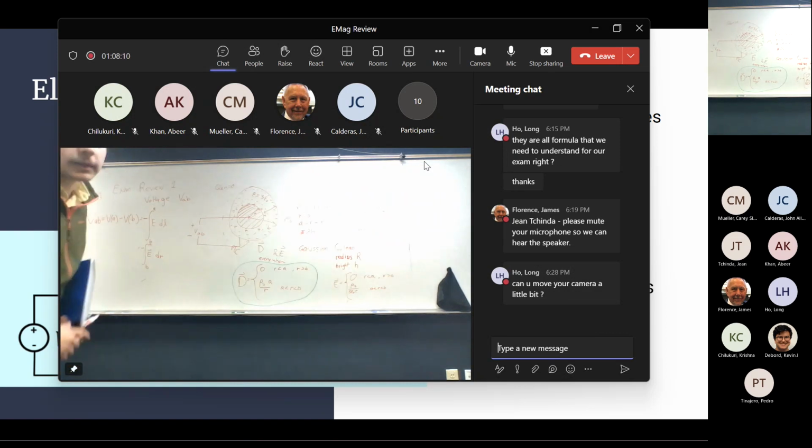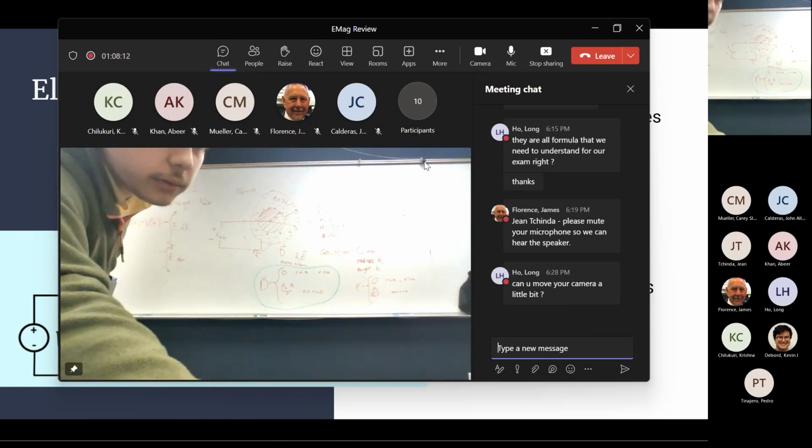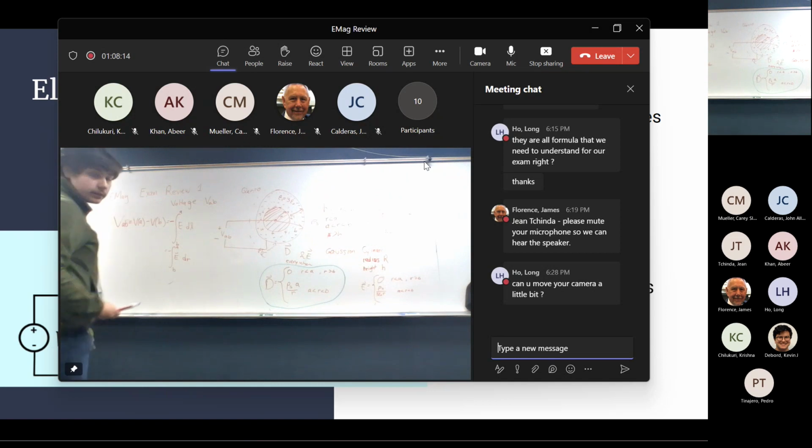Can you move your camera a little bit? Yes, I can. Just move it over a little bit. Does that look better? Is that better? Yes.